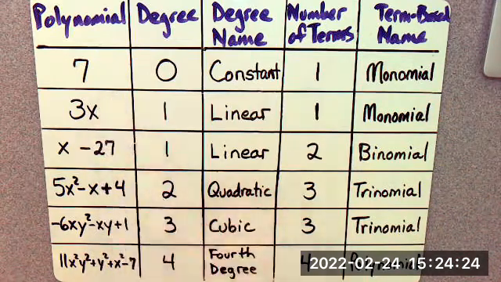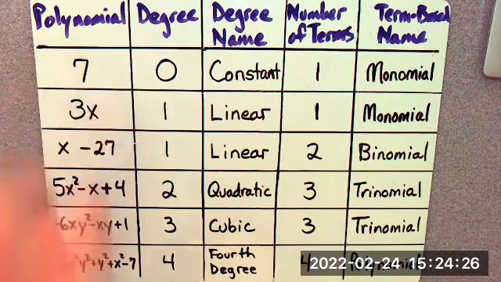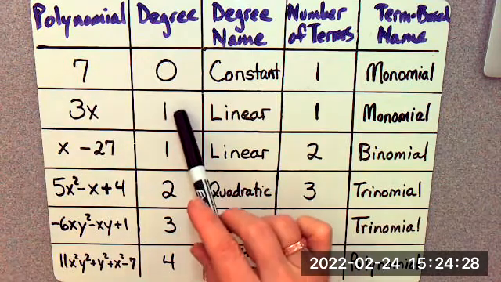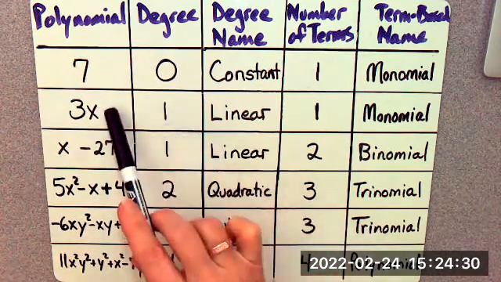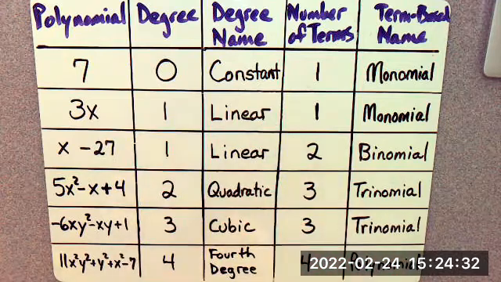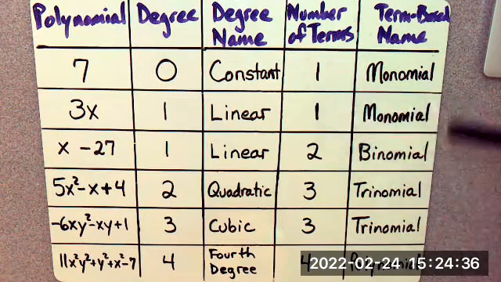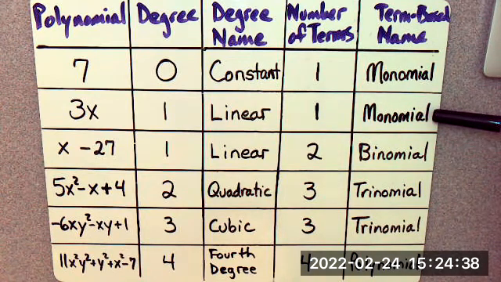3x has a 1 up here, which we don't write. So it's a degree of 1. It's considered a linear polynomial. And it has one term. So again, it's a monomial.